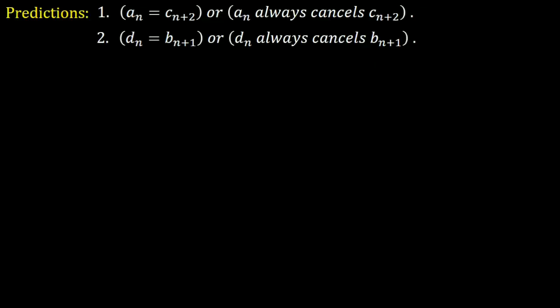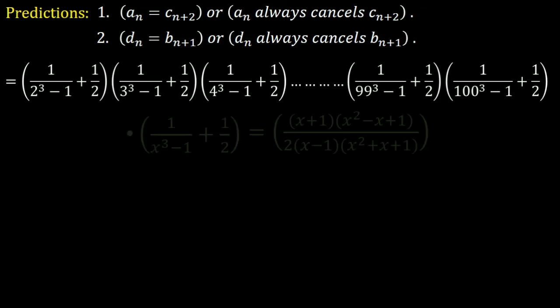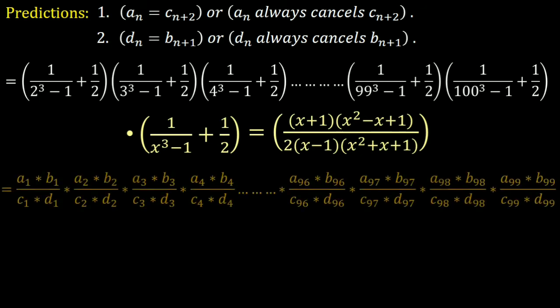Now here are my predictions and here is my series, and we can write our series as this. So we are able to express our series in the form of a, b, c and d. We have 99 terms in our series, and we are multiplying by 1/2 ninety-nine times, so we have one more extra thing, which is 1/2 to the power 99.